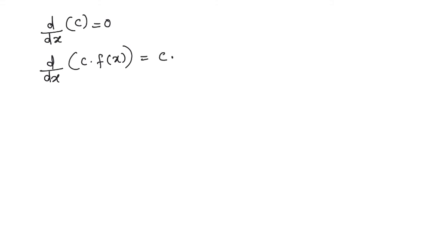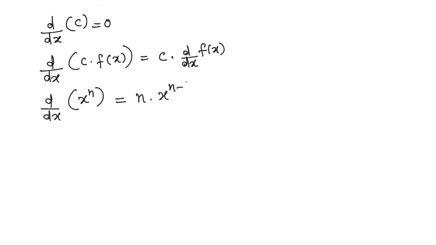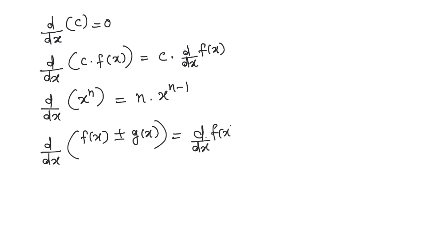In this section, you learned the derivative of a constant is 0. The derivative of a constant and a function is the constant times the derivative of the function. And the derivative of x to the power n, the power rule, is n times x to the power n minus 1. Then the derivative of f of x plus or minus g of x is the same as taking the derivative of f of x plus or minus the derivative of g of x.